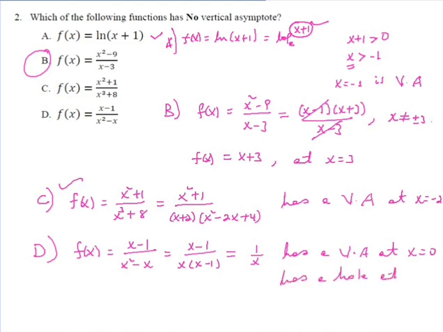At x equals 1, because here x minus 1 is cancelled out, so at x equals 1 it has a hole. So this function also has a vertical asymptote. So the question is, which one of the given functions has no vertical asymptote? So the answer is B.